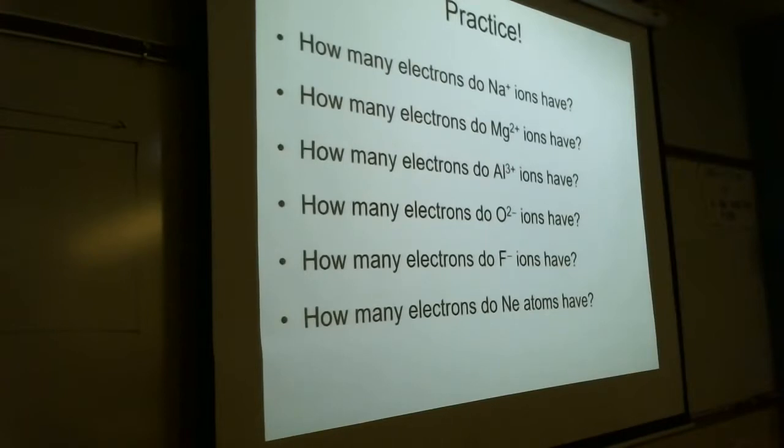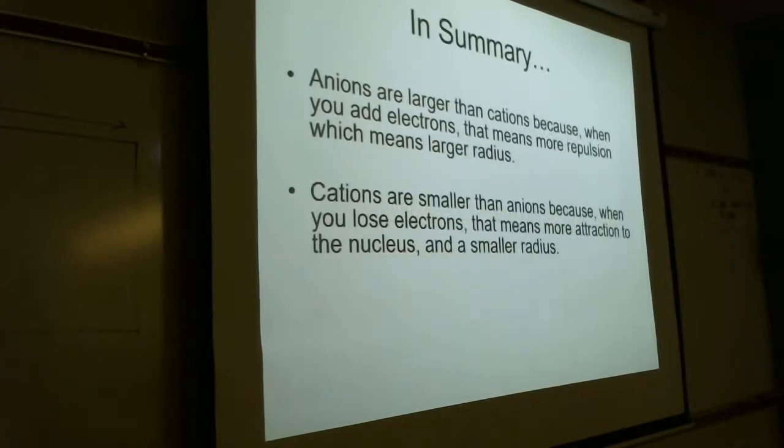So if we do this one together, Na plus, how many electrons is that going to have? 10. Mg2 plus, how many electrons is that going to have? 10. Aluminum ion, 10, 10, 10, 10. All of those have the same number of electrons. They're isoelectronic. Right, so this is what we just said. Anions are larger than their parents, and cations are smaller than their parents.